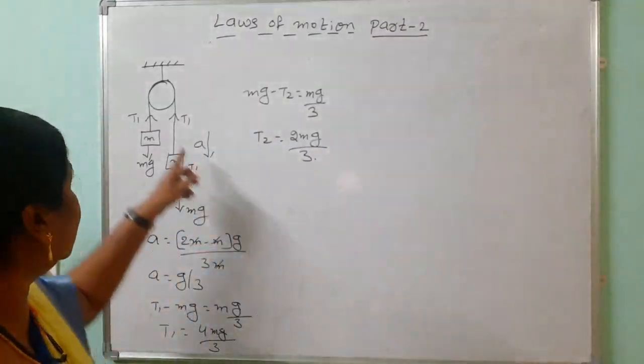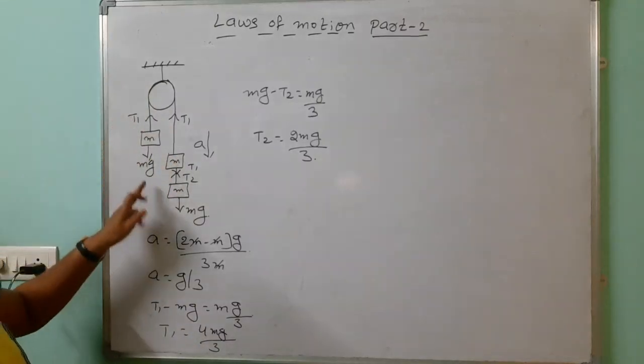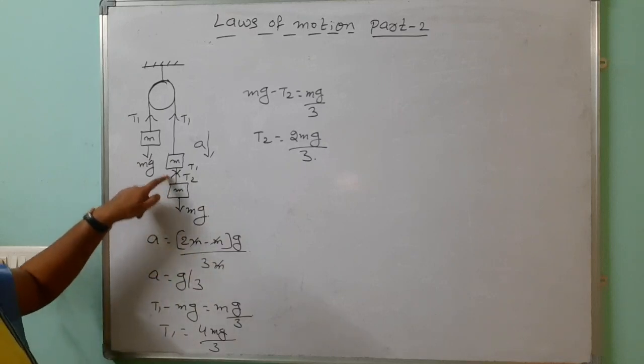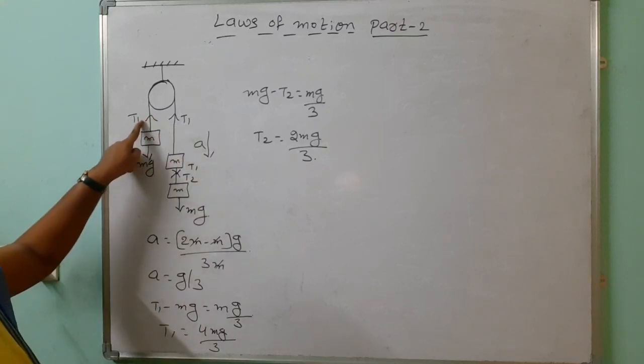Next application, here we are taking one pulley, but here the combination is, look here, on this side M and M2 masses are acting, but here the rope is different. These two are connected by the same rope, so same tension.